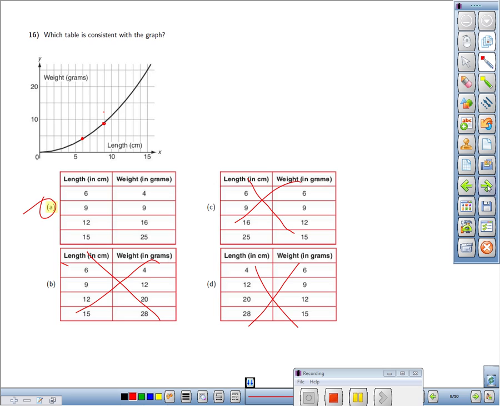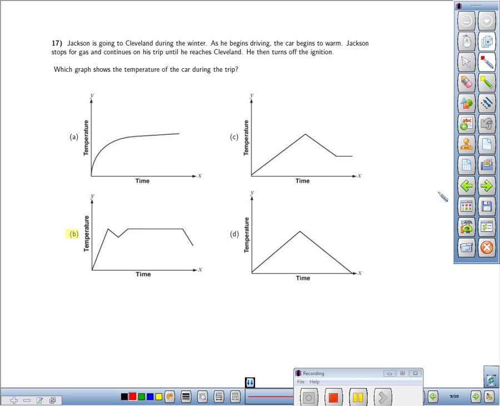All right, moving on. Number 17. Jackson is going to Cleveland during the winter. Why you'd go to Cleveland in the winter is beyond me. As he begins driving, the car begins to warm. Jackson stops for gas and continues on his trip until he reaches Cleveland.